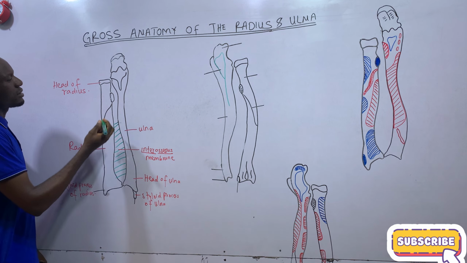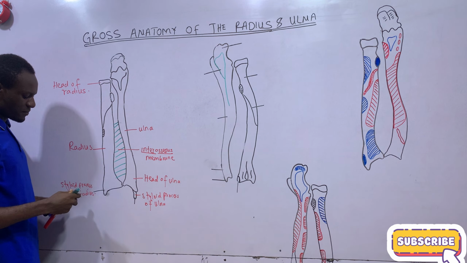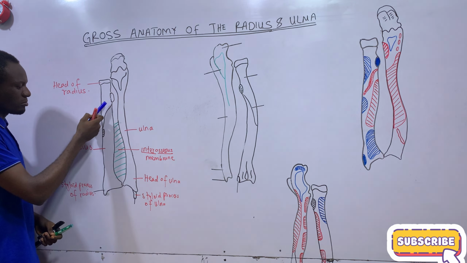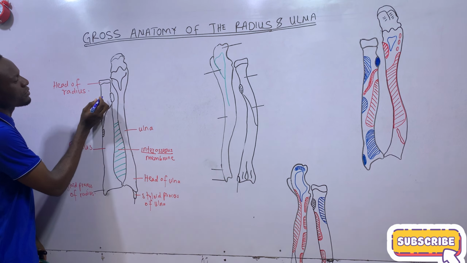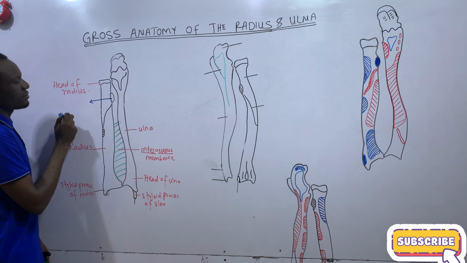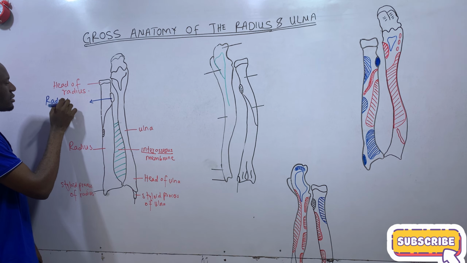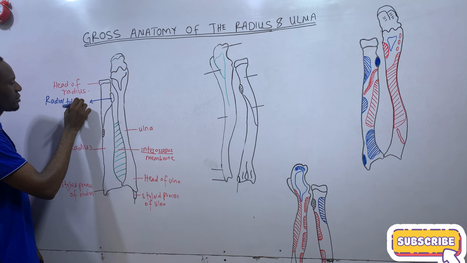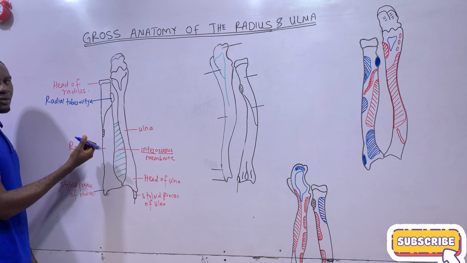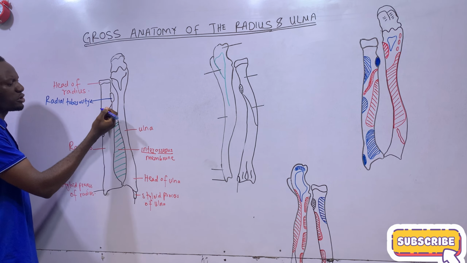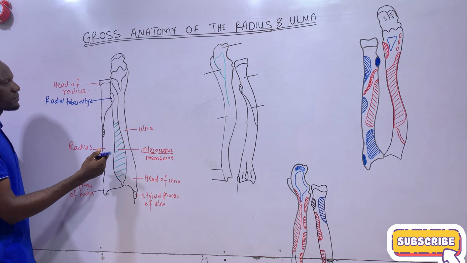So we've said that the radius has an upper end and a lower end separated by a shaft. So the shaft is this long, bulging, extending part right here. That is the shaft. Okay, so this structure right here is called the radial tuberosity. So it is a roughened bony elevation at the upper end of the radius, and it separates the upper end of the radius from the shaft. So this whole region right here is the shaft of the radius.